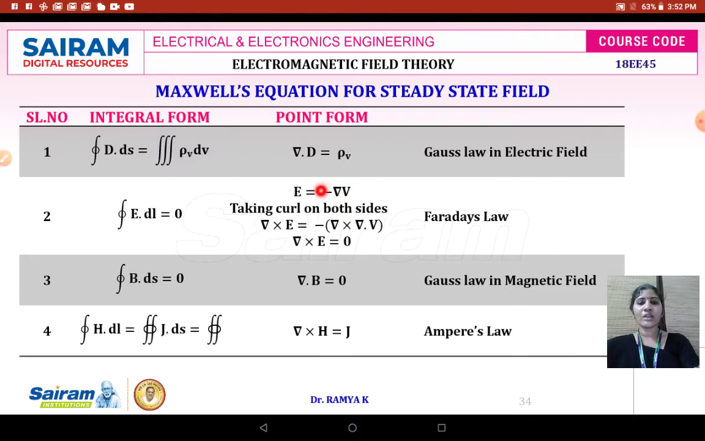When taking curl on both sides, we'll get curl E is equal to curl of gradient V. We know that according to the vector identity, the curl of the gradient of any scalar, or the divergence of the curl of any vector, is going to be 0. Therefore, we can write curl E is equal to 0.